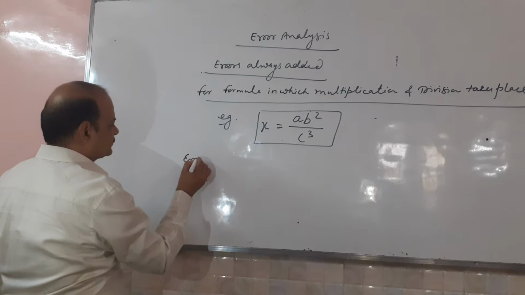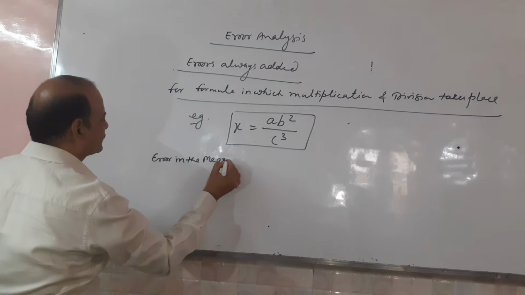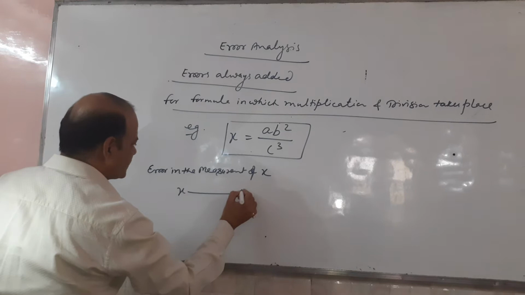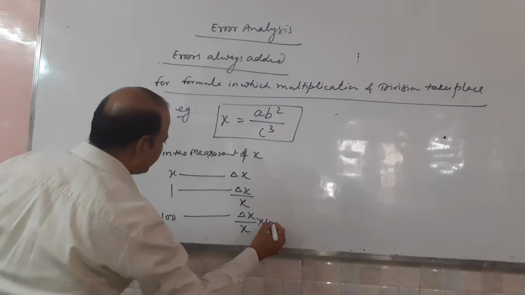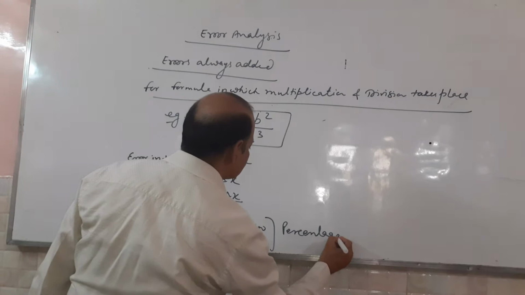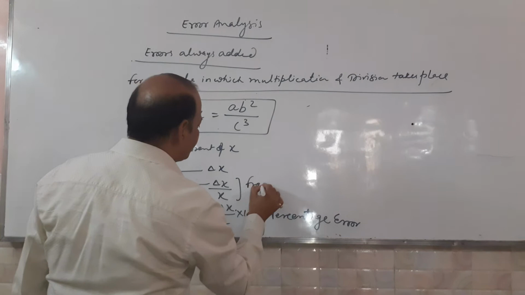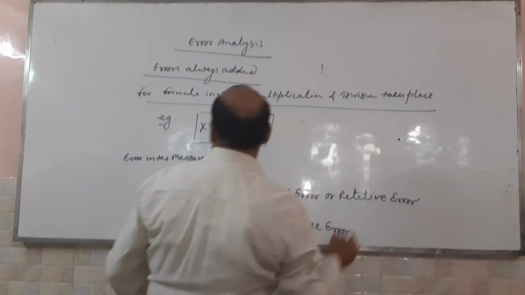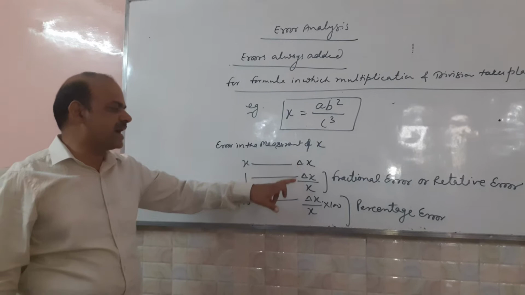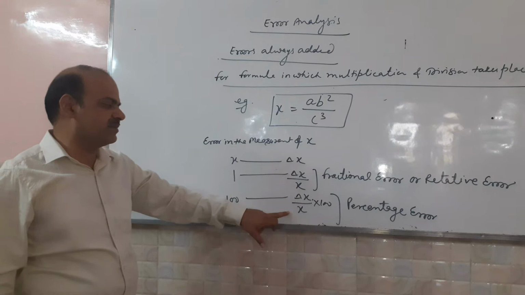Error in the measurement of x is delta x. Delta x upon x is the fractional error or relative error, and 100 delta x upon x is the percentage error. Error in the measurement of x is delta x, that is 1 delta x upon x, known as fractional error and relative error, and 100 delta x upon x is percentage error.